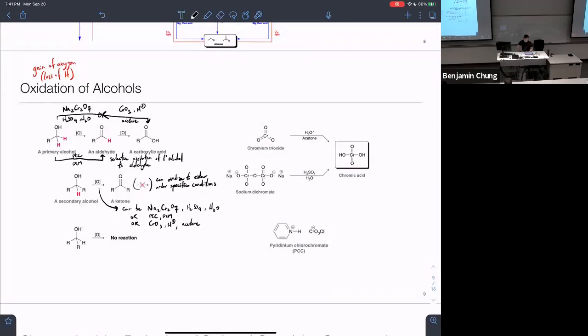Are we good? Oh, DCM is dichloromethane. It is a solvent. So basically, it's a non-polar aprotic solvent.